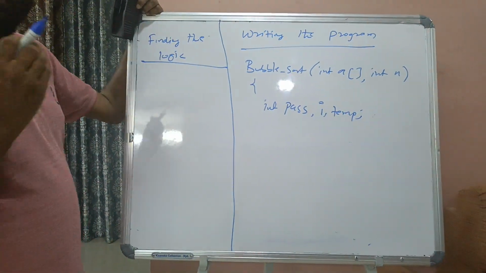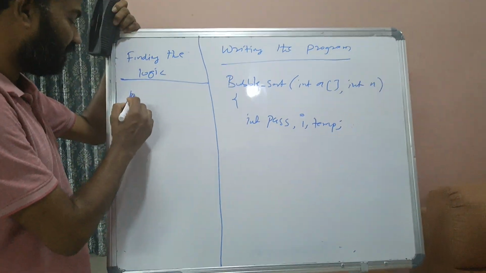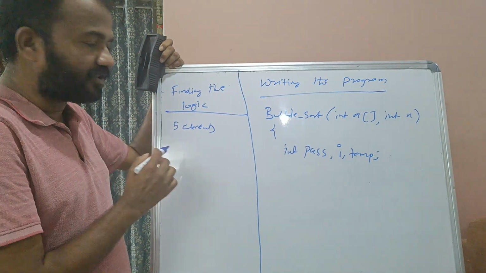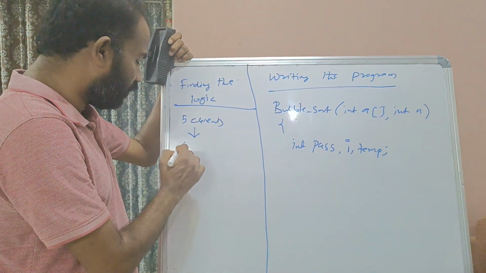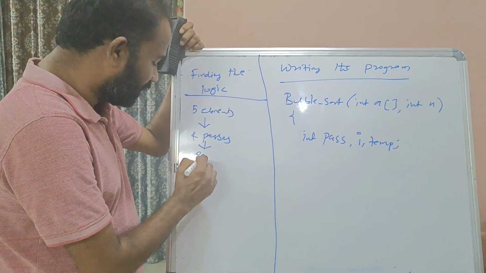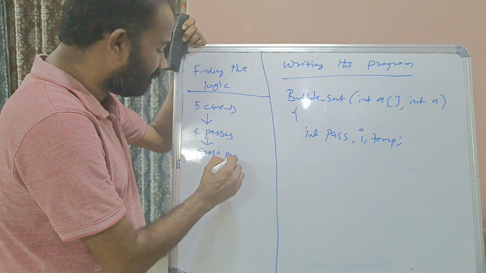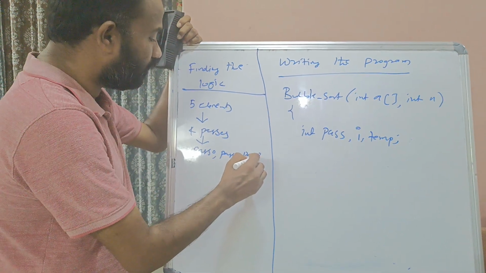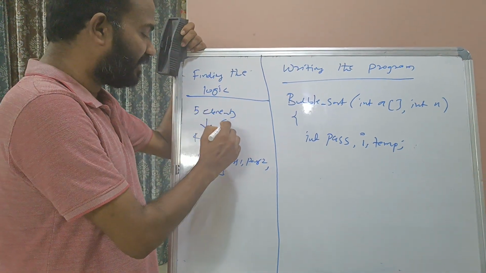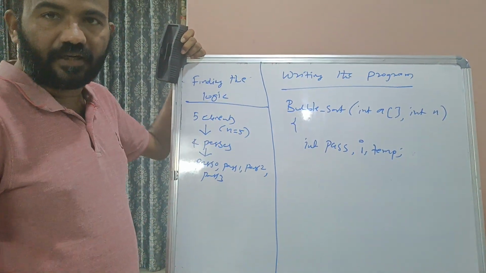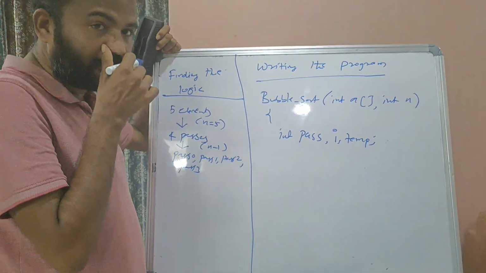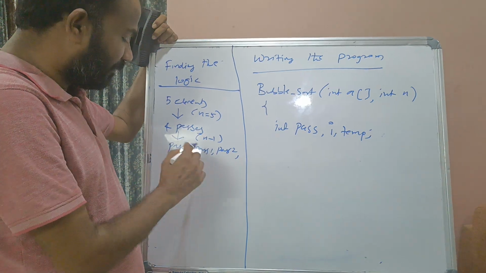Now how to write the logic? Suppose 5 elements are there in the array. Then how many passes are possible? 5 elements means 4 passes. What are the pass names? Pass 0, pass 1, pass 2, pass 3. If n is 5 elements, n is equal to 5, so 4 passes means n minus 1.